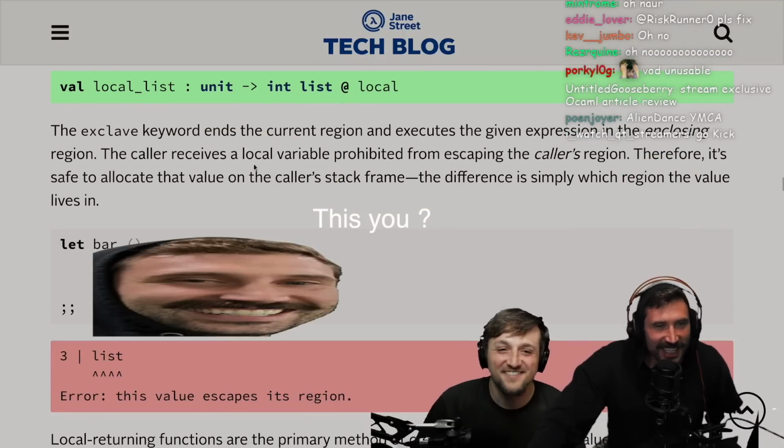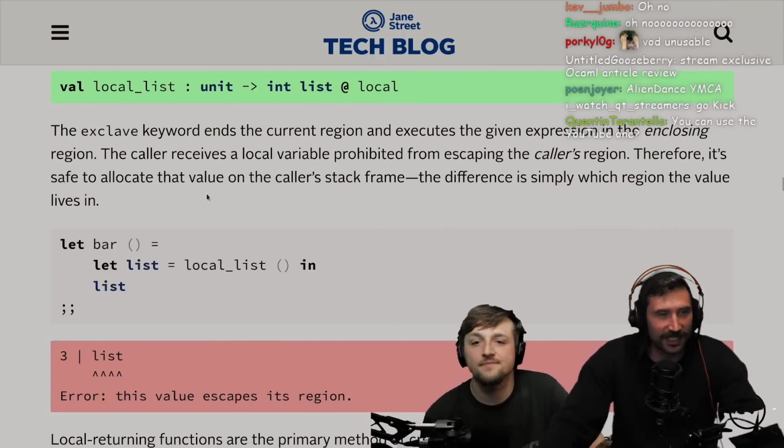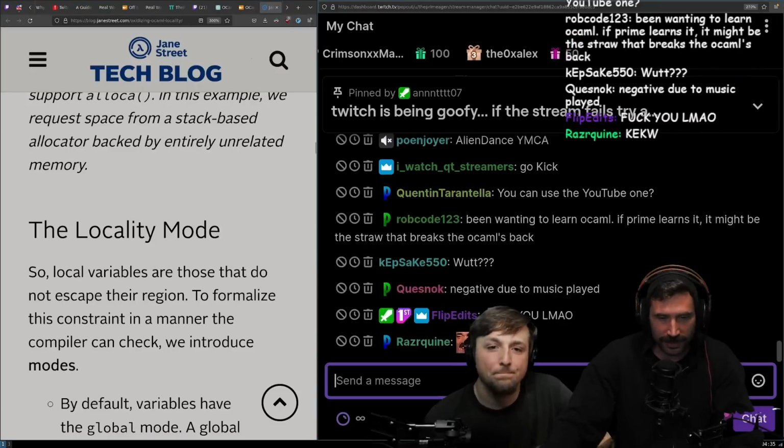Anyways, okay. The exclave keyword ends the region and executes the given expression in the enclosing region. The caller receives the local variable here. I'm going to go like this.